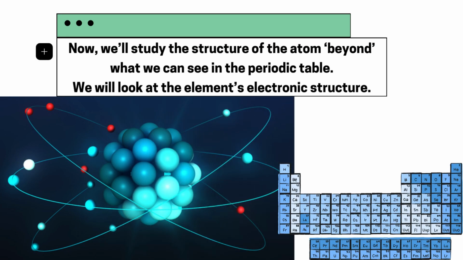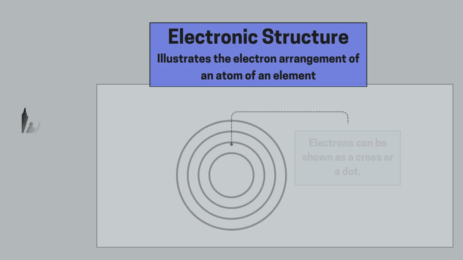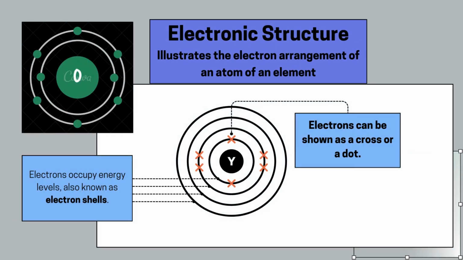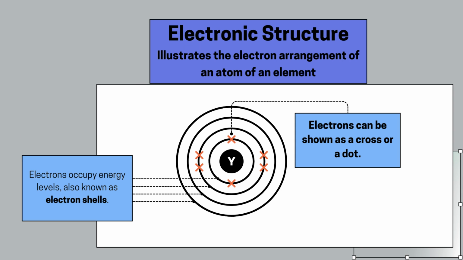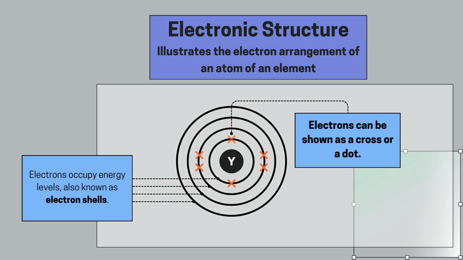Now, we'll study the structure of the atom behind what we can see in the periodic table. We'll look at the element's electronic structure. The electronic structure illustrates the electron arrangement of an atom of an element. Electrons can be shown as a cross or a dot, and electrons occupy energy levels, also known as electron shells.